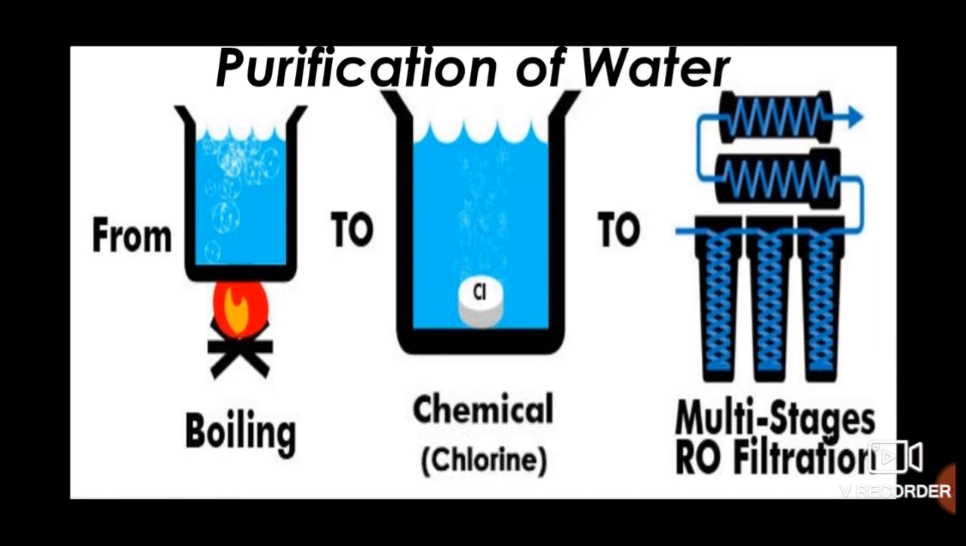Second step is chlorination. Chlorine compounds such as hypochlorite in a large quantity are added to the filtered water to kill the germs present in it. The process of adding chlorine to kill the germs in the water is called chlorination. Chlorine tablets are also used for chlorination of water.